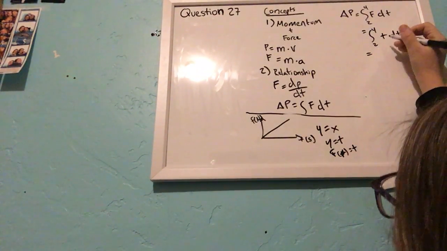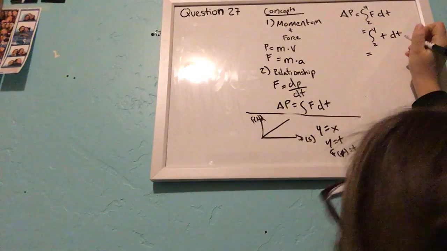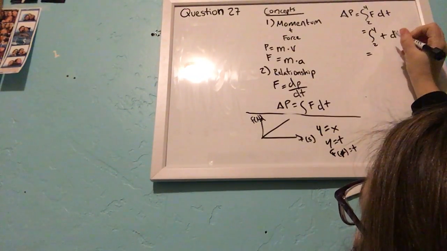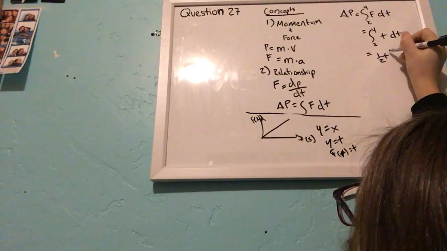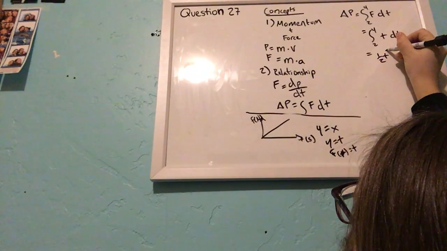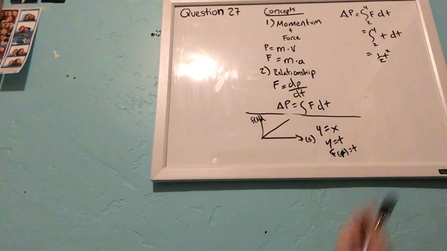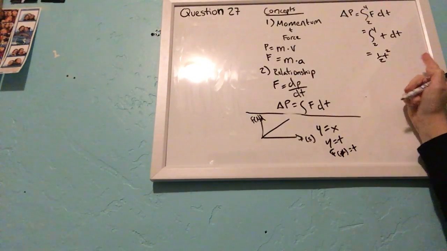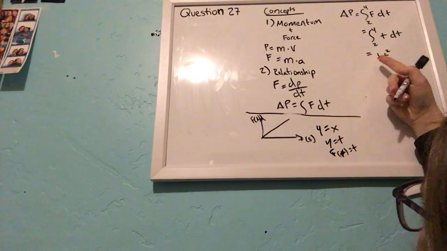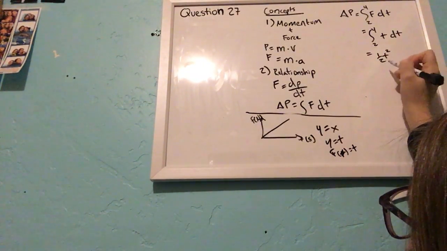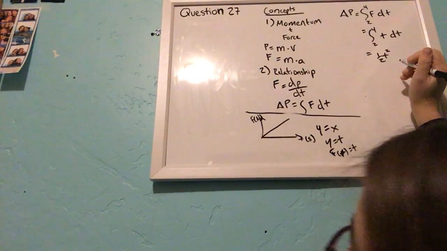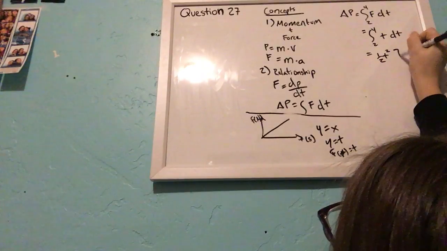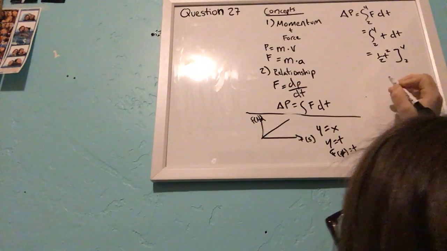Now I'll integrate it. The antiderivative of just t is 1/2 t squared. We can check that because if we take the derivative of this, bring the 2 down, this is just going to be 1t, and 2 minus 1 is just 1, so it would just be t. And then we're going from 2 to 4. So then we plug that in.